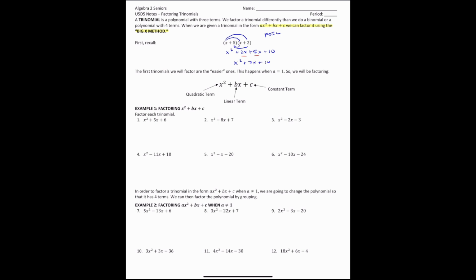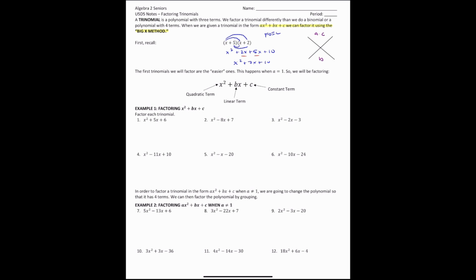So again, this is where we are going forward. But how we undo this is by factoring, using the big X method. How we're going to do this is we draw an X on our paper, and we're going to multiply the A term and the C term up top. So I'll write A times C, and then below the X, that's going to be our B value.